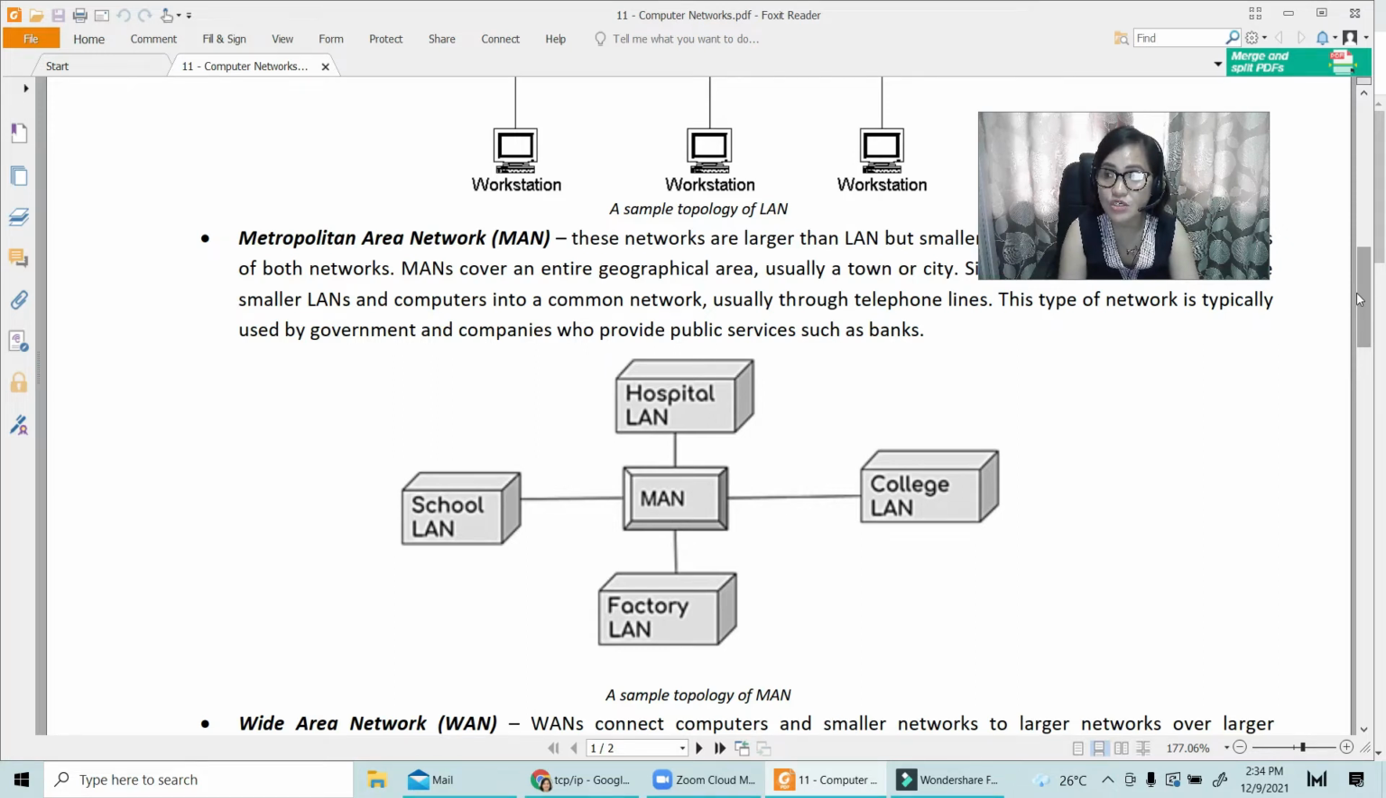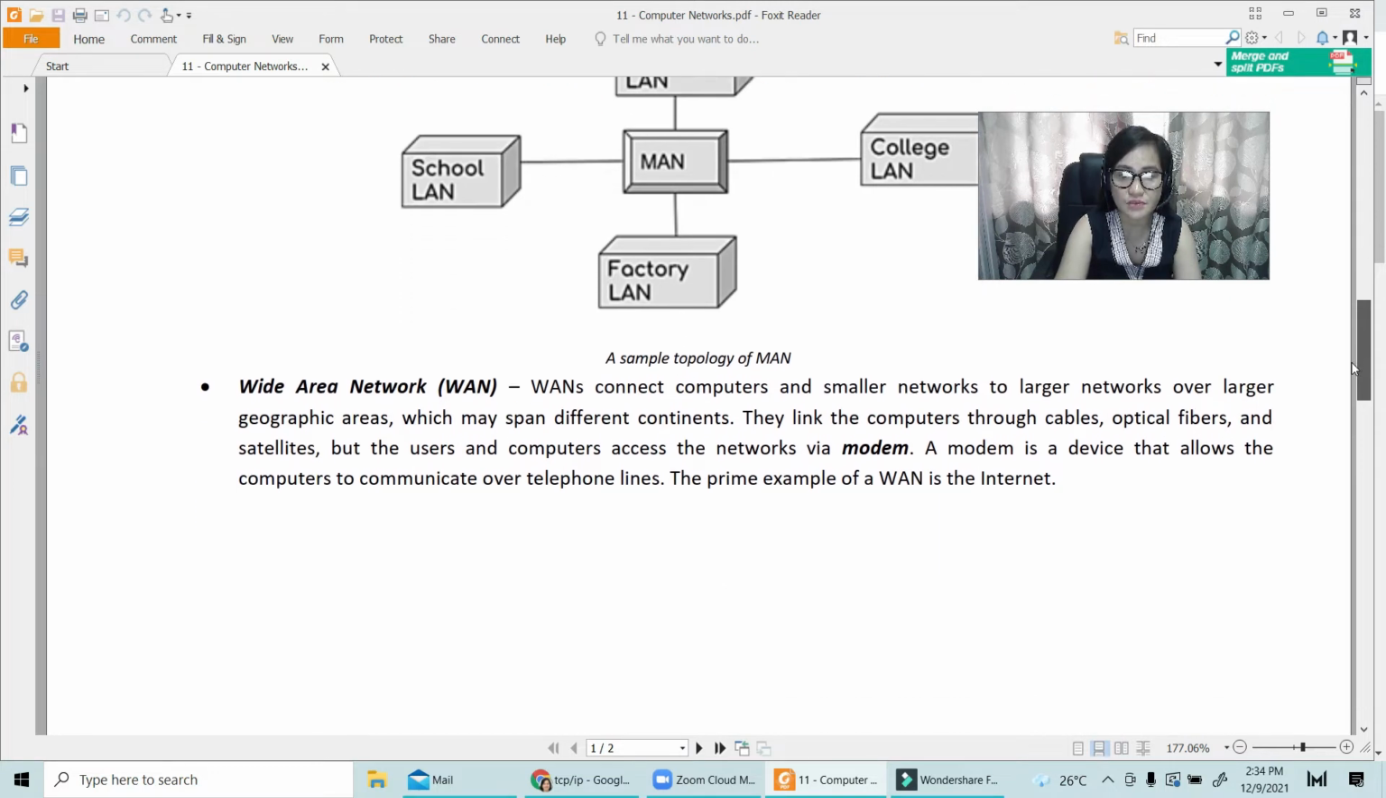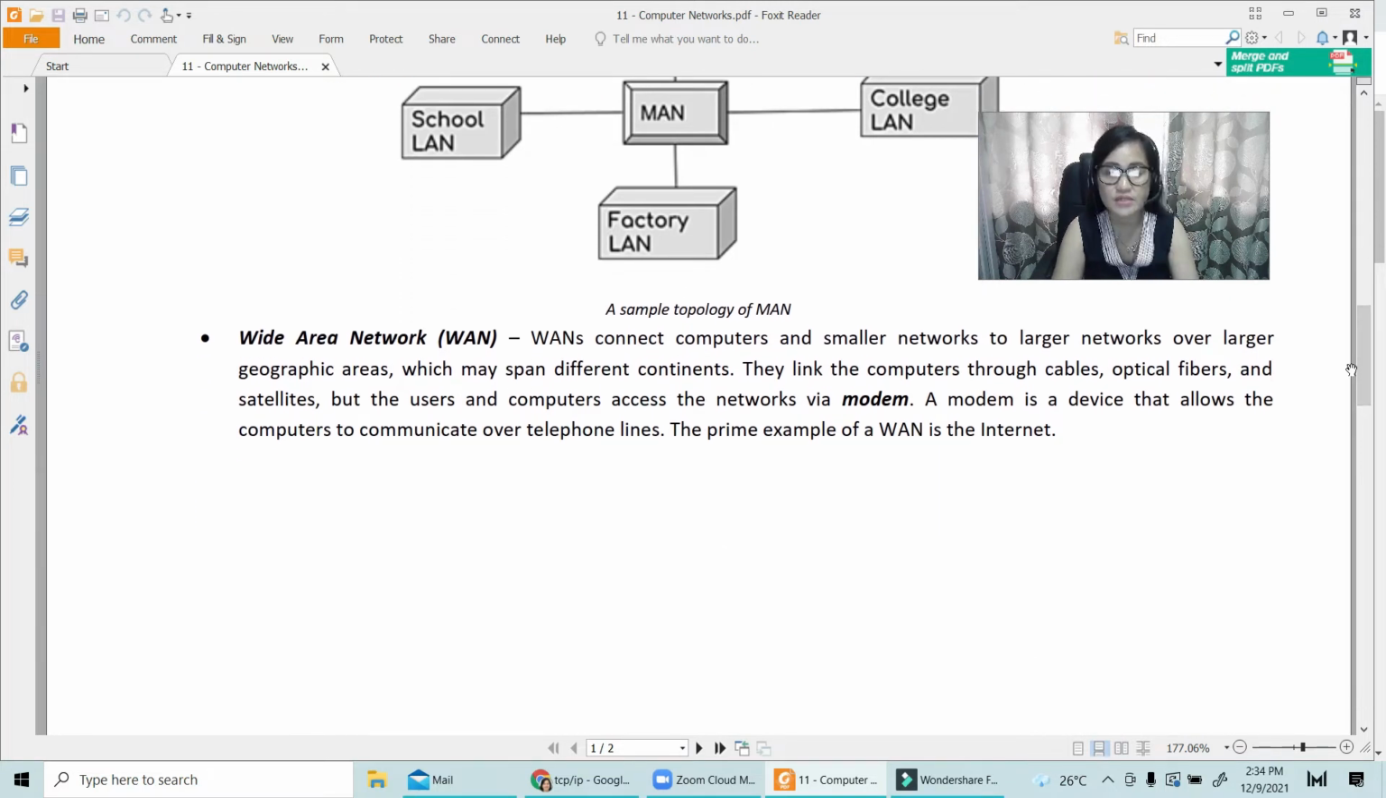It is larger in terms of space, but the capability is most likely the same as a LAN, or local area network. Now we also have the wide area network. So a WAN connects computers and smaller networks to a larger network over larger geographical areas, which may span different continents. They link the computers through cables, optical fibers, and satellites, but the users and computers access the network via modem. The modem is a device that allows the computer to communicate over telephone lines.